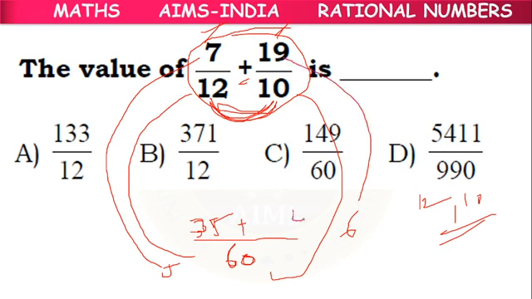6 nines are 54. 5 will be remaining. 6 ones are 6 plus 5, 11. So okay, 114. So 35 plus 114, how much? 149. 149 by 60. So what is the sum here? 149 by 60. So the correct option is C.